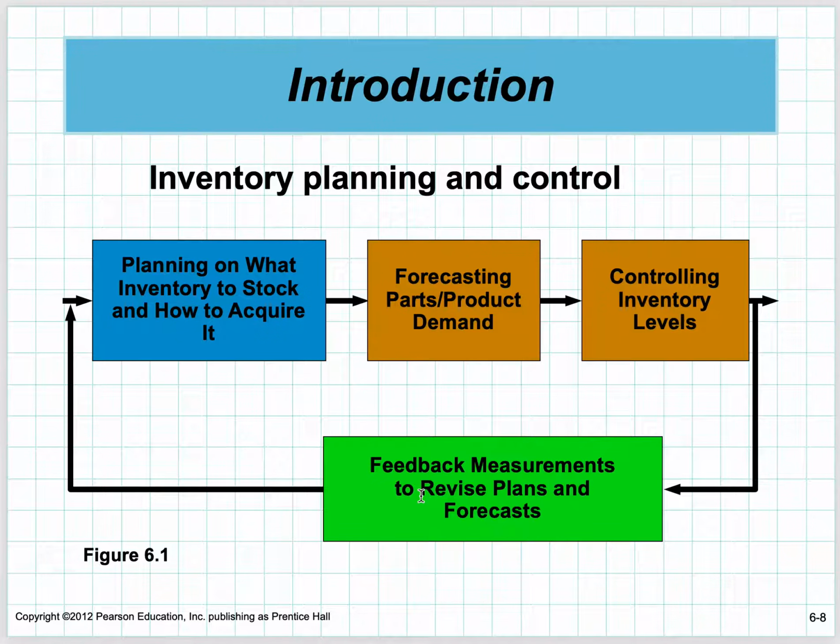And you then want to control the inventory levels. You want to look at what you have on hand, what you have on order, and that will determine what you need to make. So you have feedback from controlling the inventory levels to revise plans and forecasts. So inventory planning is related very heavily to manufacturing planning, and it's related very heavily to demand forecasting.